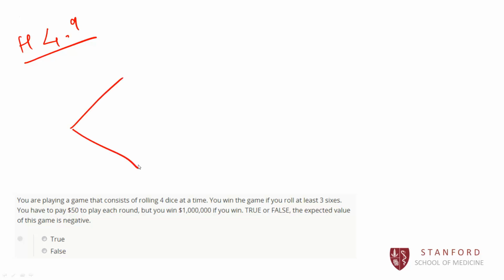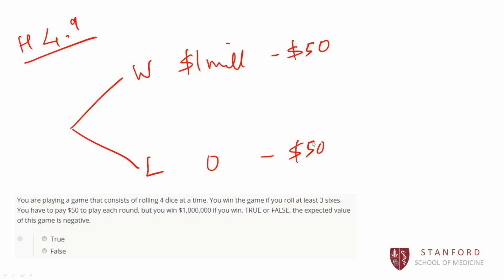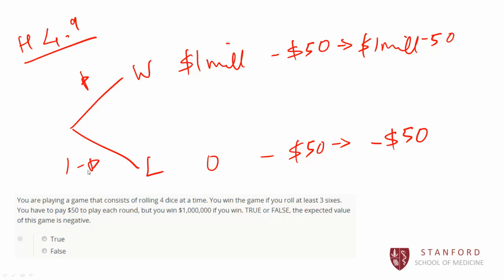We can model this game using the following tree. We have 2 outcomes for this game. Either we win the game or we lose the game. If we win the game, we get a payoff of $1 million. And if we lose the game, we get a payoff of 0. But either way, we have to pay $50 to play the game. So the total payoff in case we win is $1 million minus 50, and the payoff if we lose is negative $50. Let's say the probability associated with winning is P and the probability associated with losing is 1 minus P.